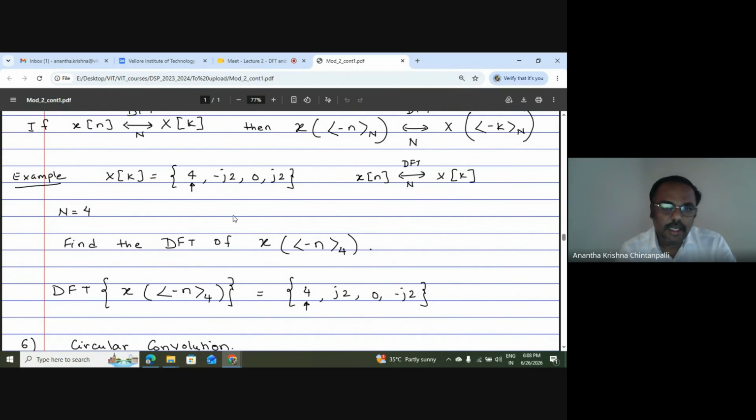This is going to be again the same value. 4 will be the same, but these will be flipped. So this is j2, 0, minus j2. Okay.